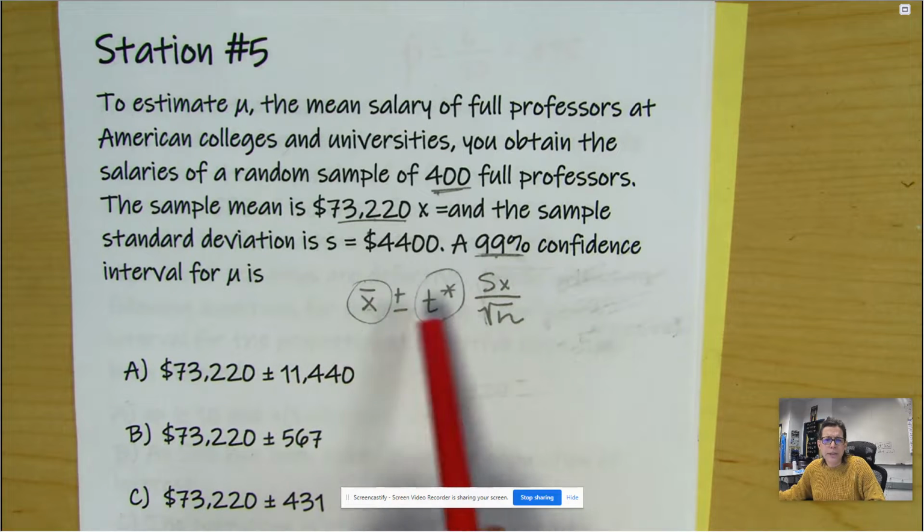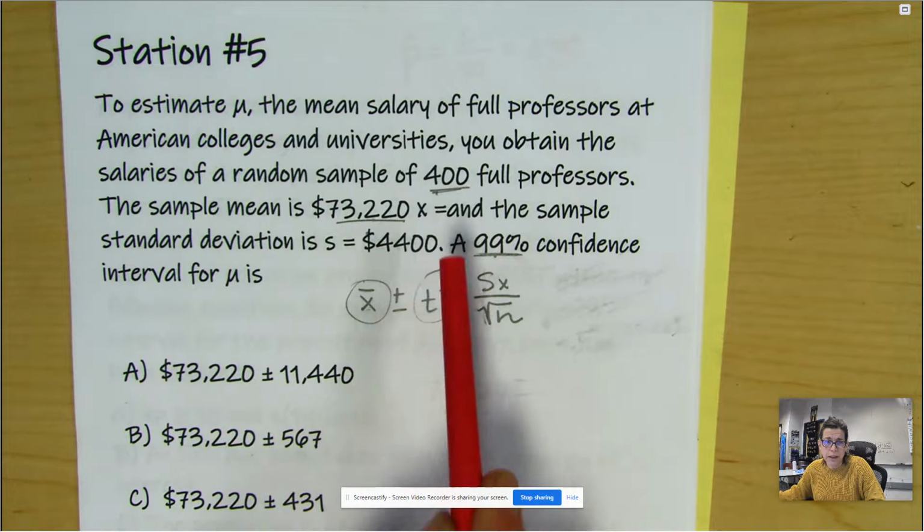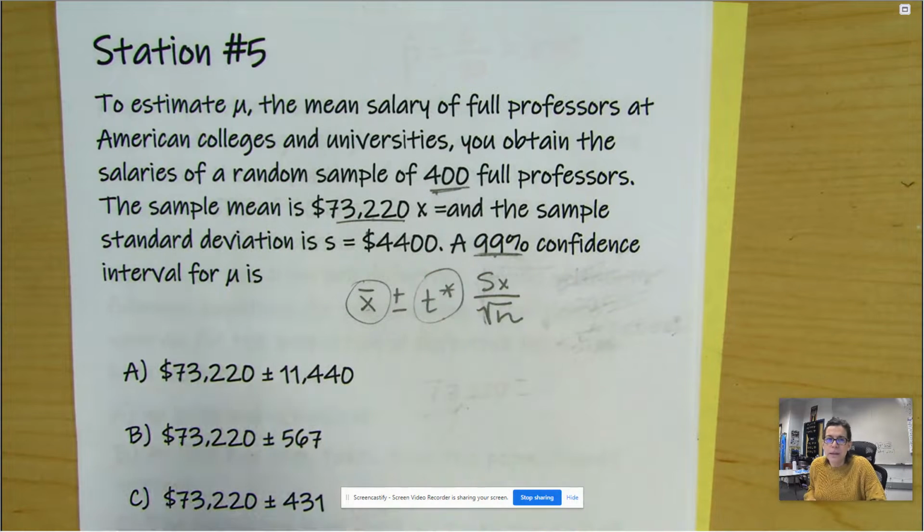So we are going to use this. T star might be a little bit weird because your T table doesn't go to 399 for degrees of freedom. The reason is that the larger your sample is, the closer and closer it gets to the normal distribution. So T star will be like Z star. And I'll even show you how close they are.